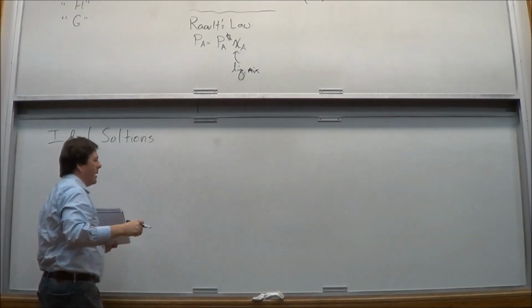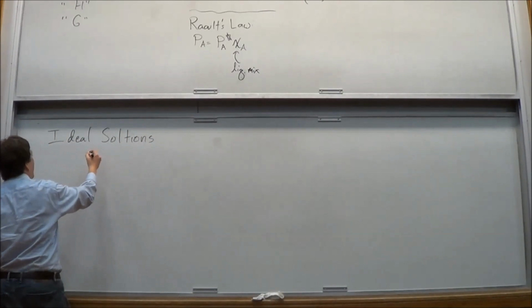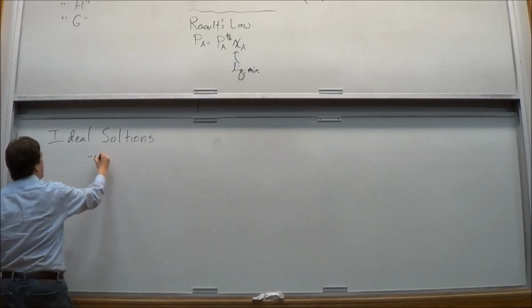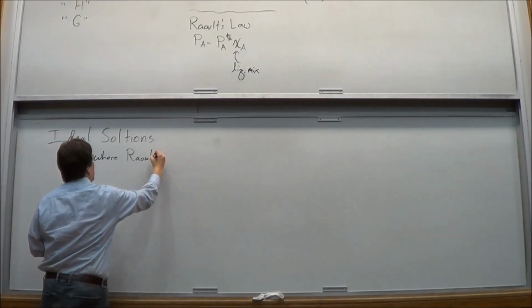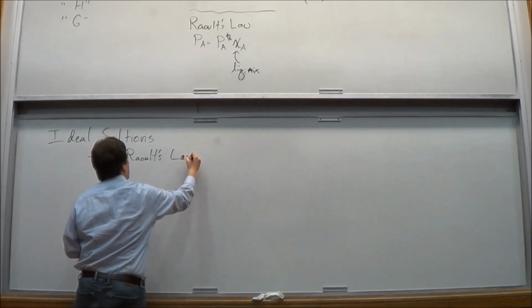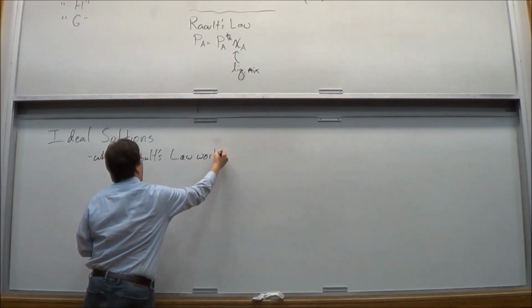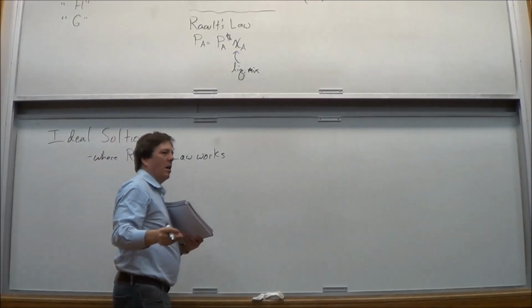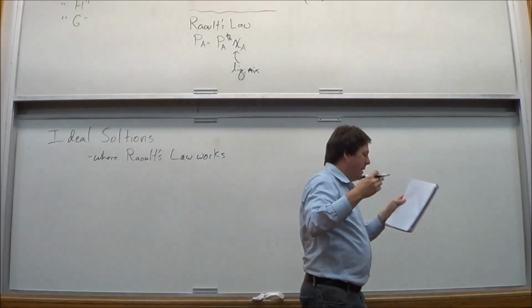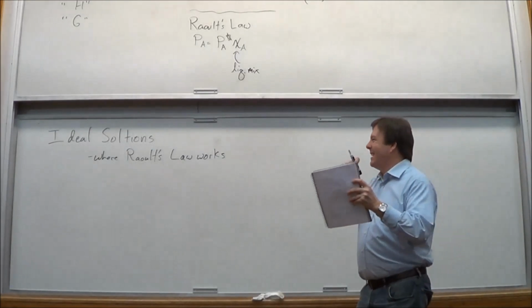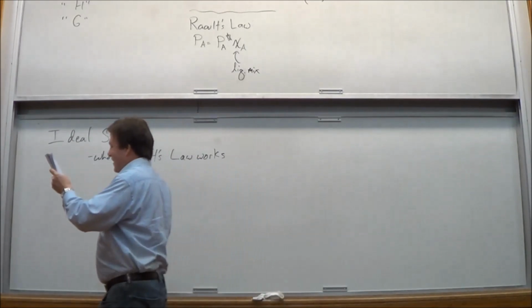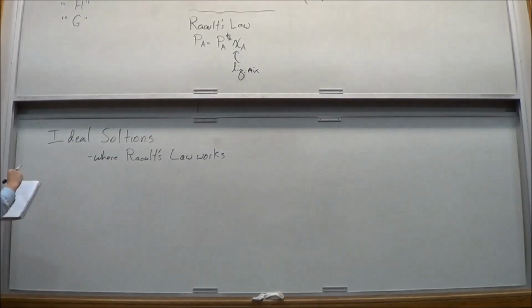Okay, again, I want to define ideal solutions as where Raoult's law works. And I have no idea why it's called a law. That's my OCD kicking in. If it's not always true, it's not a law, but we have to call it that anyway. And it's almost never true, and we still call it a law. Someone needs to be shot.